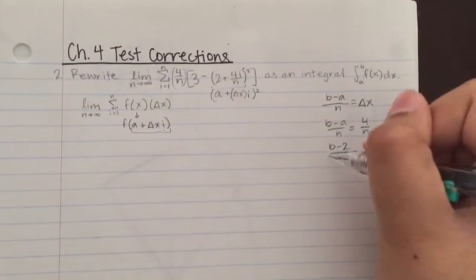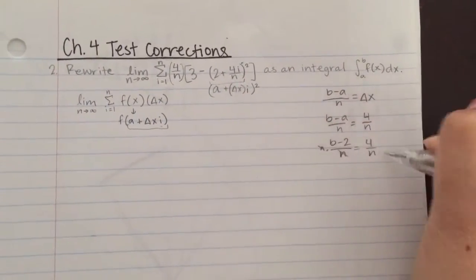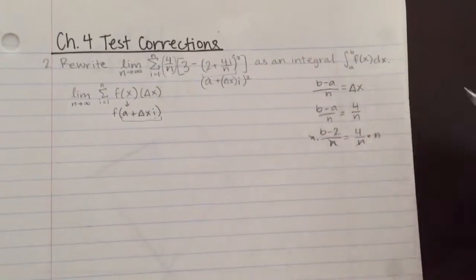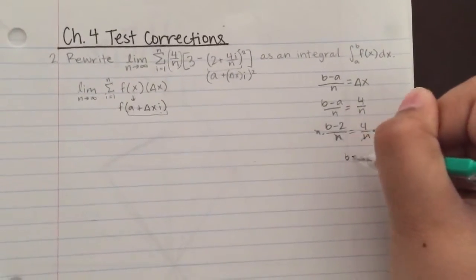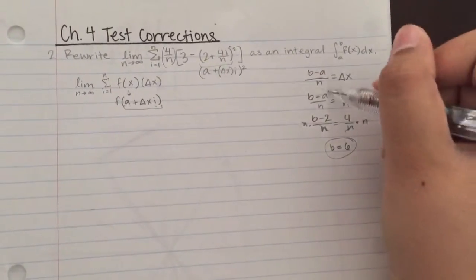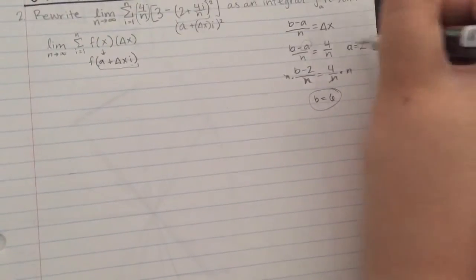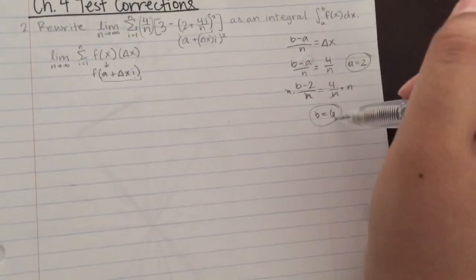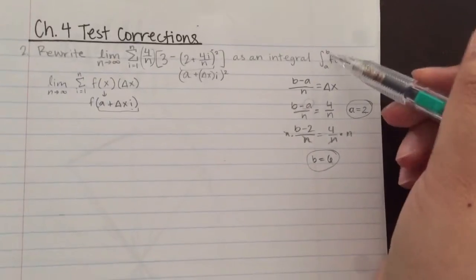And then from here we can cancel out these n's. So then we find that b equals 6. So now we have what b is, and we also have what a is. So now we know what we can plug in for b and a.